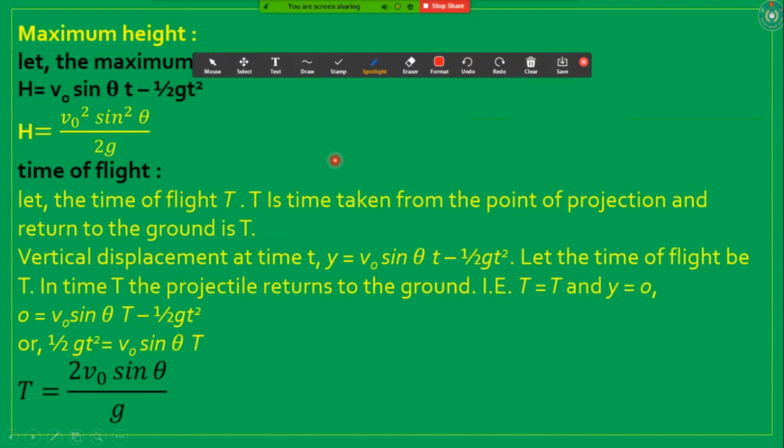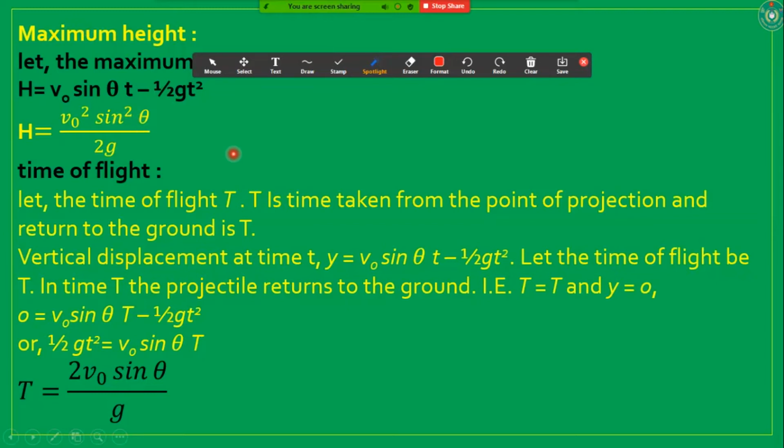Now for maximum height, let the maximum height be H. You know it very well that y, or h, is equal to ut minus half gt square. Here h, that is small h, is replaced by capital H because it is maximum height, and from this we are getting H is equal to v naught square sine square theta divided by 2g.